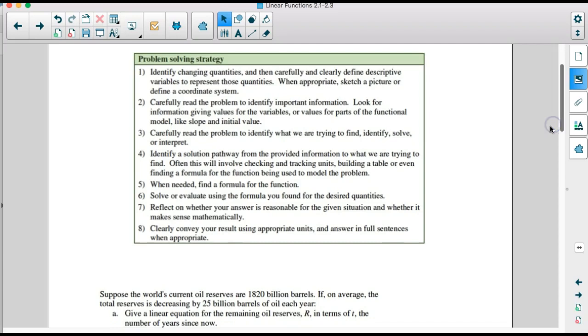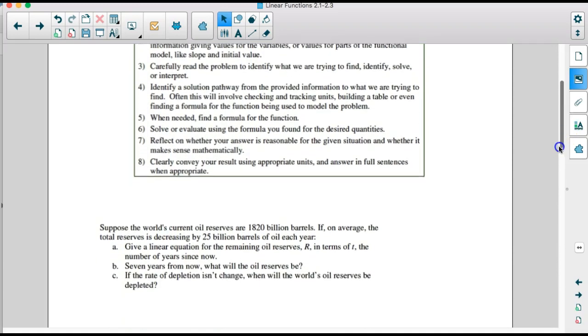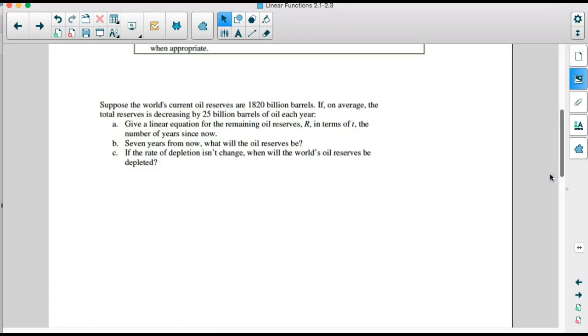All right, so what I've done in this video is do 3 different types of problems that are found in your section. We're going to start with this first example. It says, suppose the world's current oil reserves are 1,820 billion barrels. On average, you're decreasing by 25 billion barrels of oil each year. It says, give a linear function or a linear equation for the remaining oil reserves, and they tell you the variables R and T.